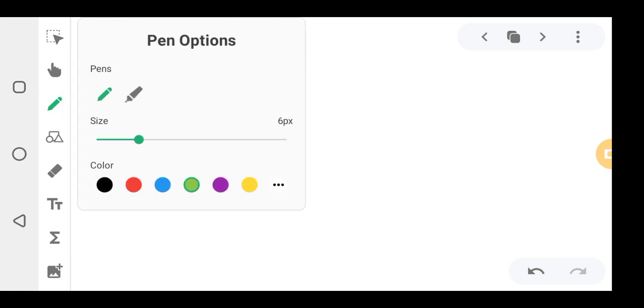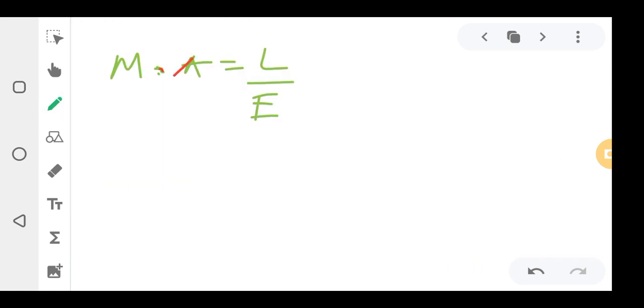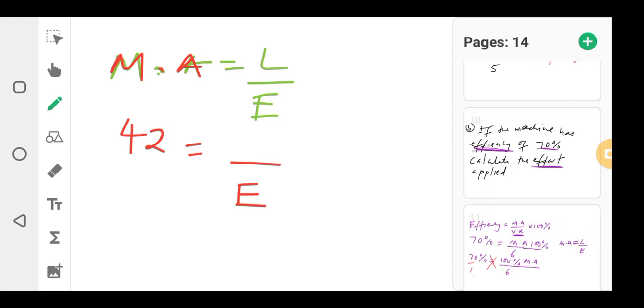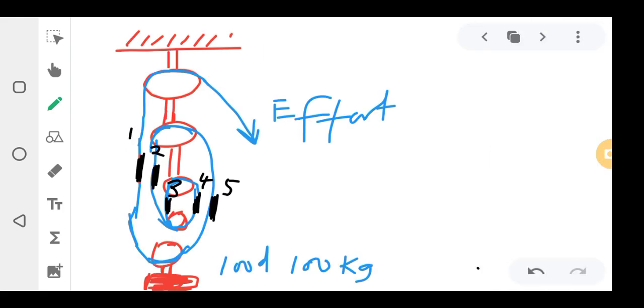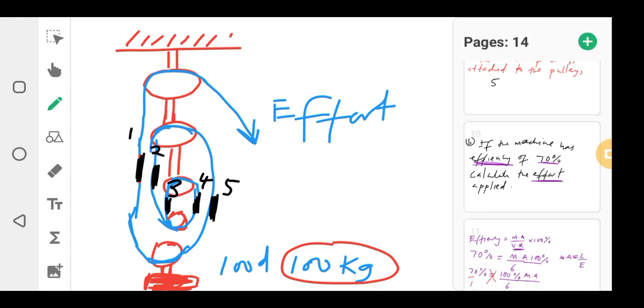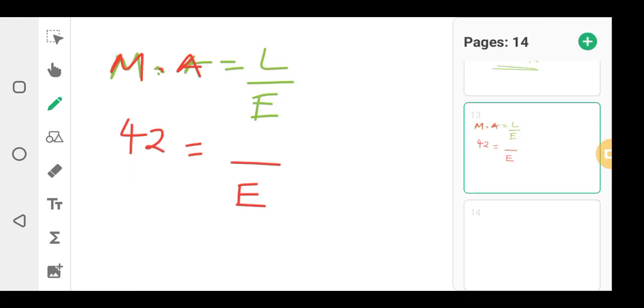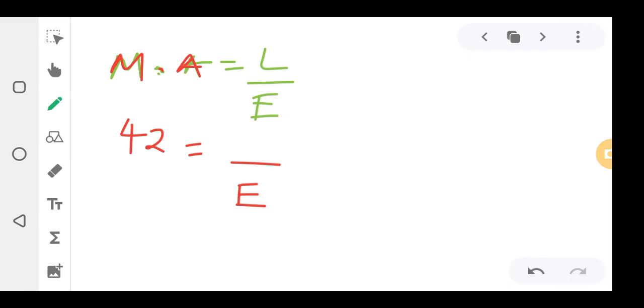So the mechanical advantage that we calculated is 42, equal to the load over the effort. We're looking for the effort. The load, what is the load? If you look at the diagram, the load is 100 kg. But load is always calculated in newtons, so you're supposed to convert it to newtons. The load is the same as the weight.